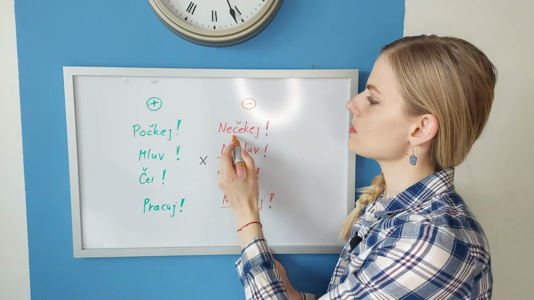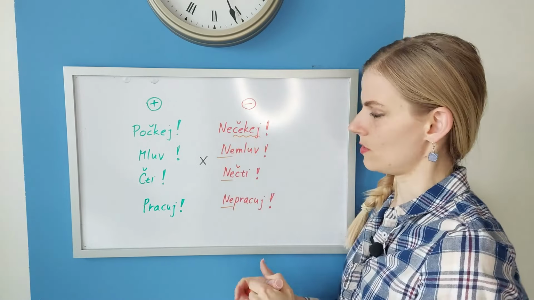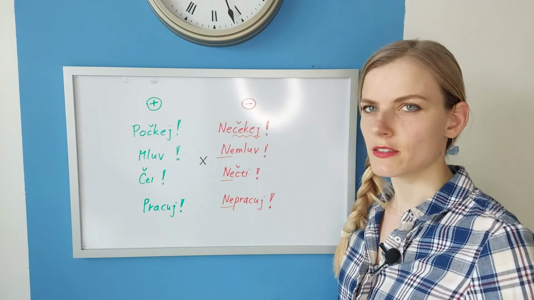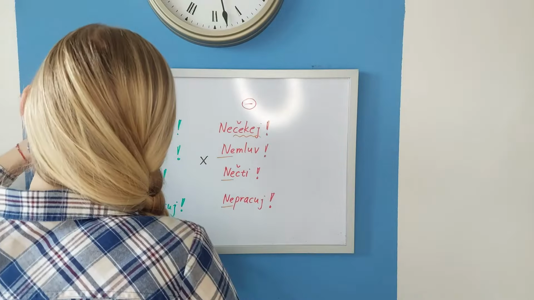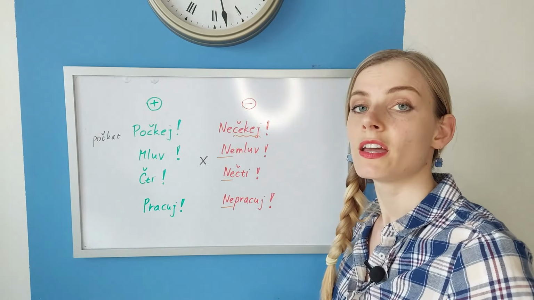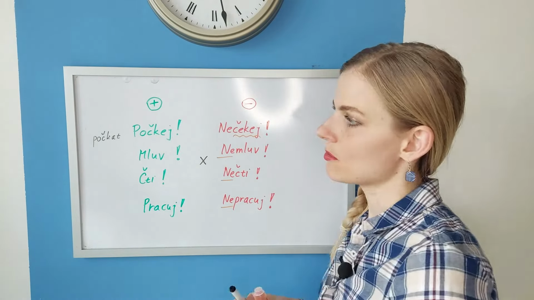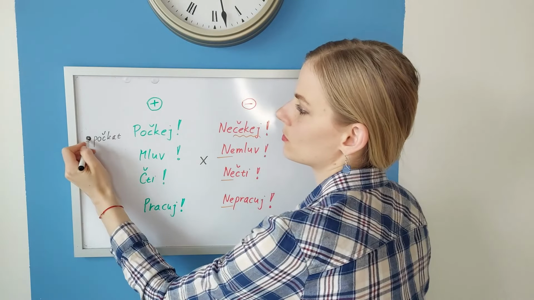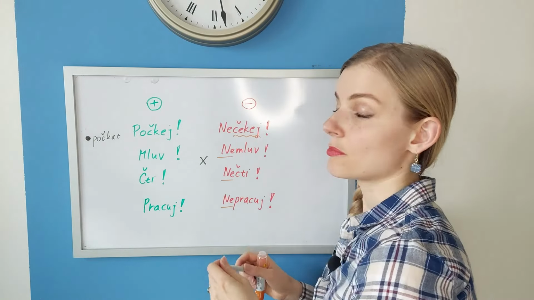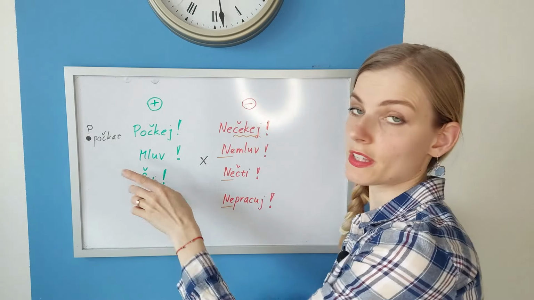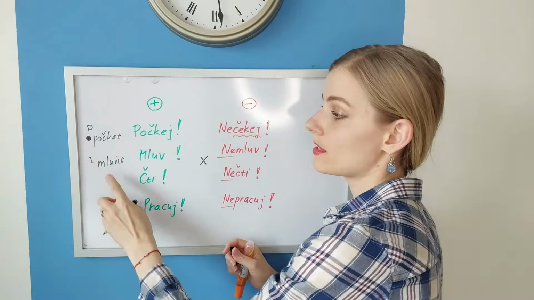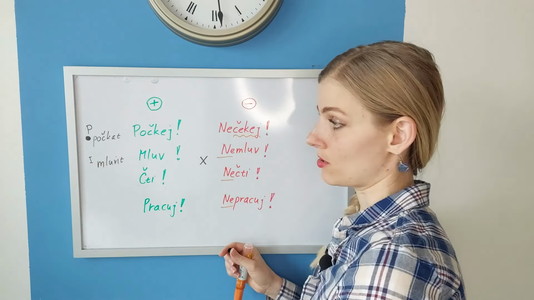And here we have to change the verb. Why do you think that is? Počkej comes from the infinitive počkat. Počkat is perfective. I'm going to mark it with a dot. Okay, so dot for the perfective verbs because it's a finished action. Mluv, the infinitive is mluvit. This is an imperfective verb actually.